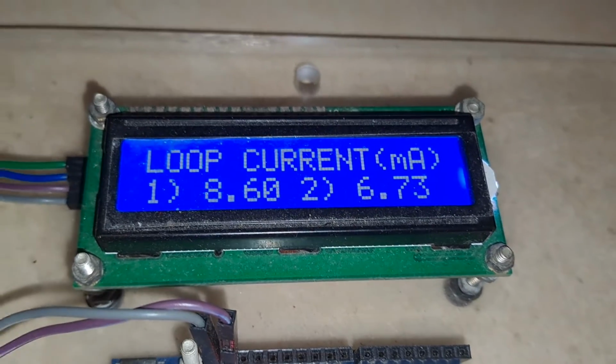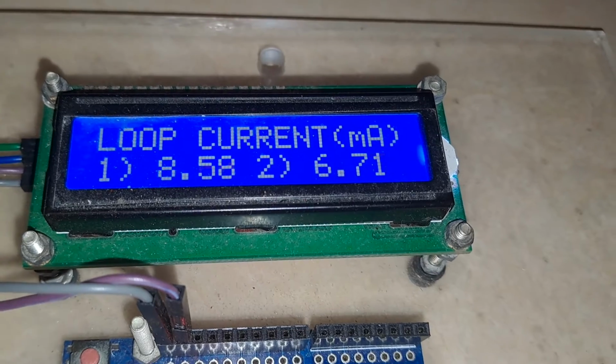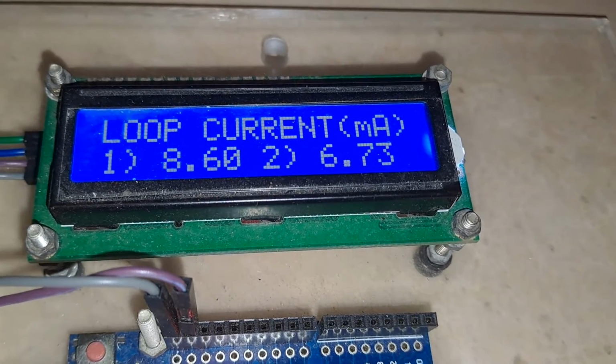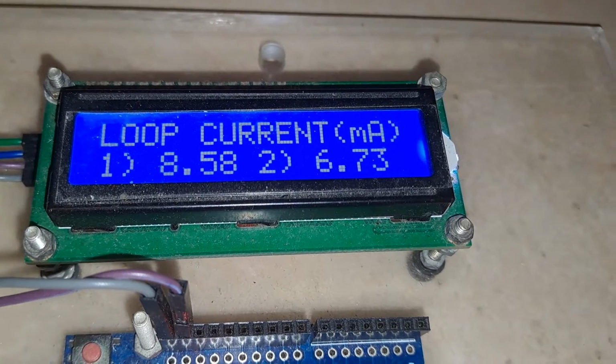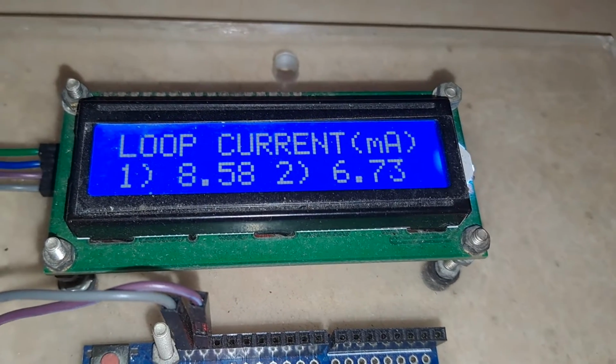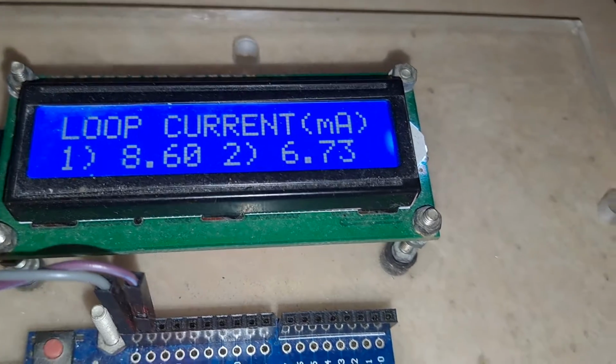Hello everyone, in this video I am going to demonstrate 4 to 20 milliamps current measurement using Arduino Uno. In a 4 to 20 milliampere current loop, the current signal is drawn from a DC power supply. It flows through the transmitter into the controller and then back to the power supply in a series circuit.